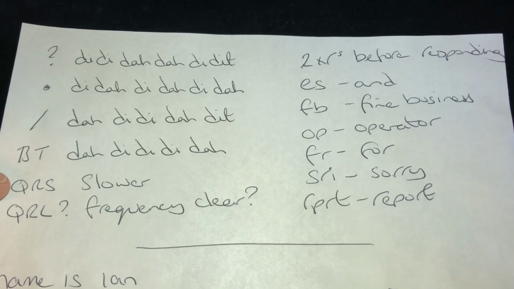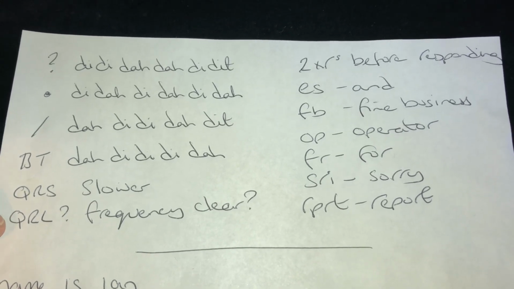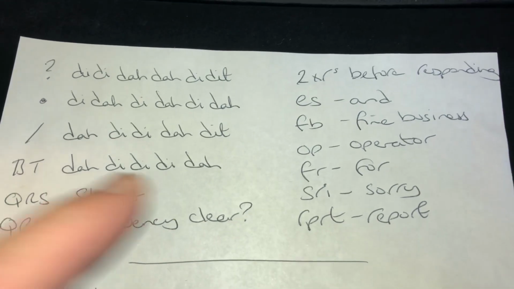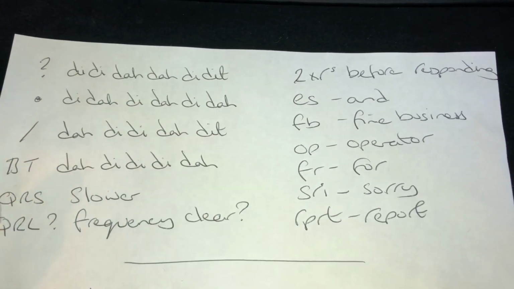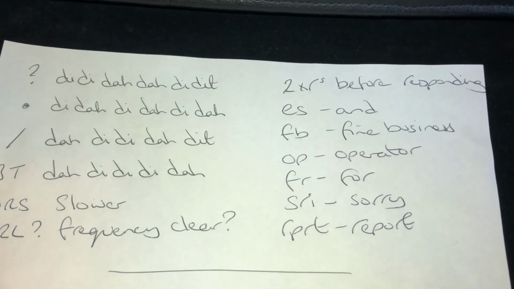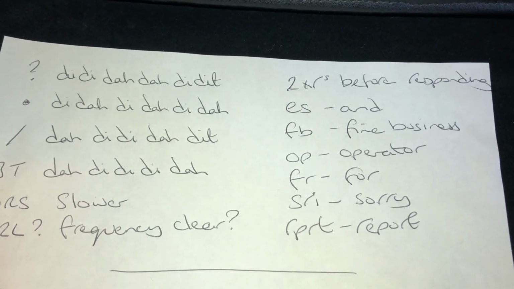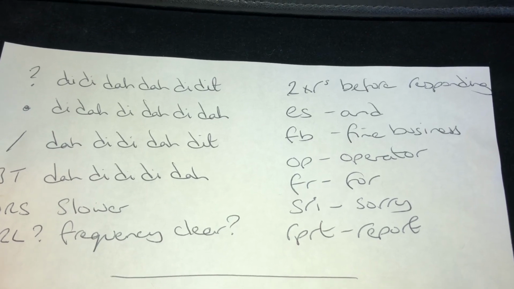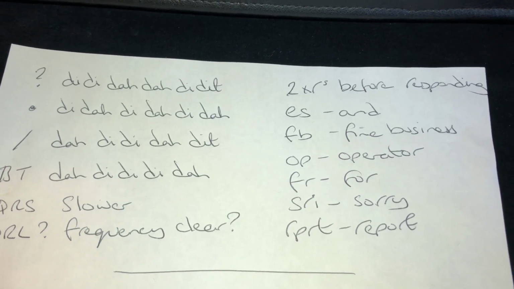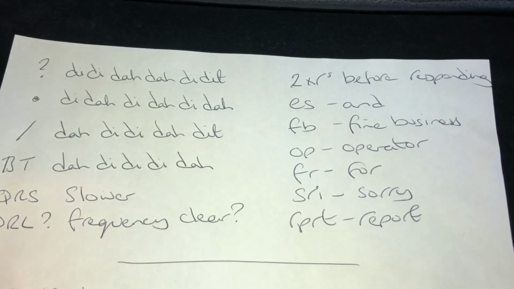QRS, a handy Q code, asking someone to send slower. QRL, question mark, is the frequency clear before you transmit? And then on the other side, some other shorthand phrases for words, including two R's. Some people send two R's before responding just to gather their thoughts. So you might get di da di dit, and then they'll continue. So these are all quite handy things to know.